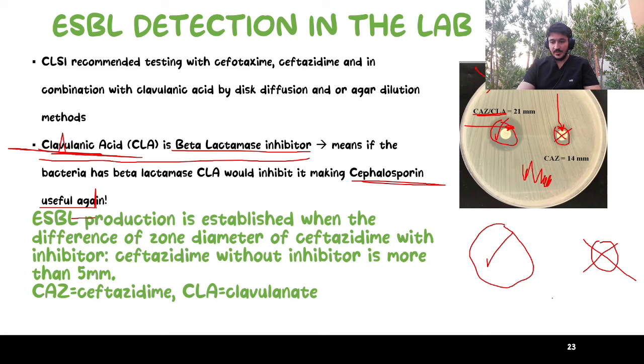Now, the magic number that we need to remember here is 5 millimeters. So if we add clavulanic acid, and the difference between with and without clavulanic acid is 5 millimeters, that means the bacteria that's there is ESBL.